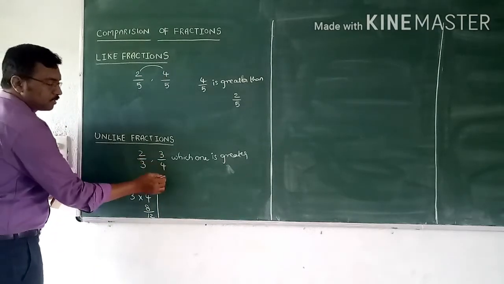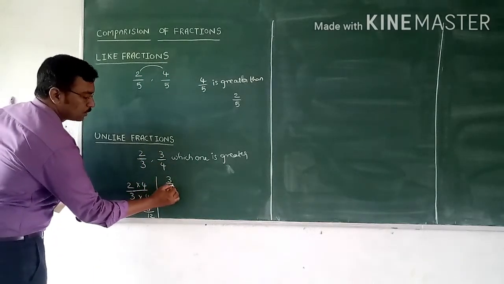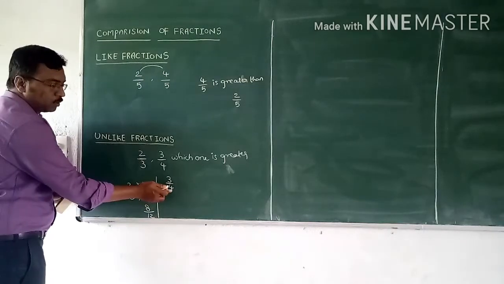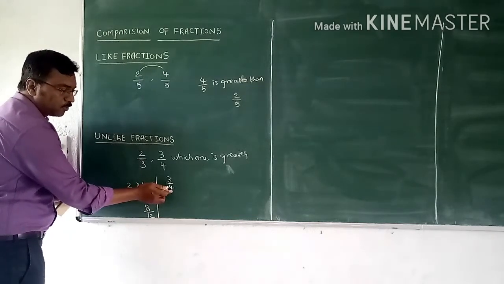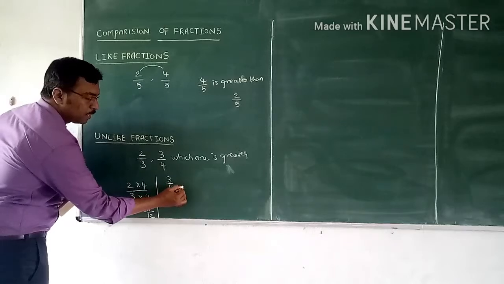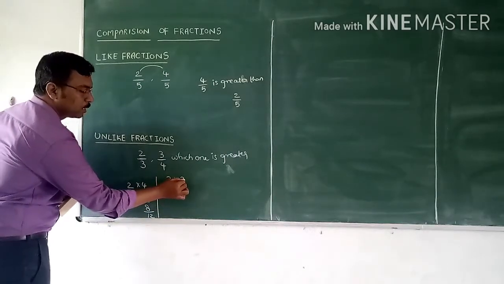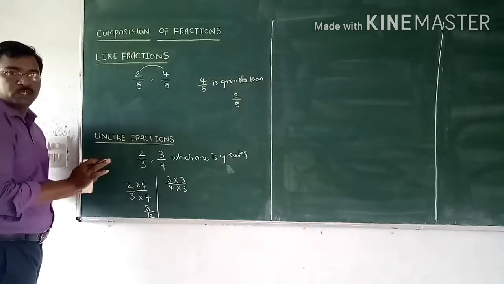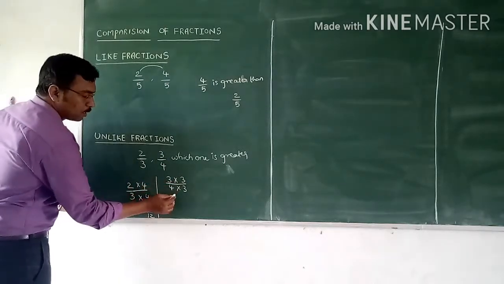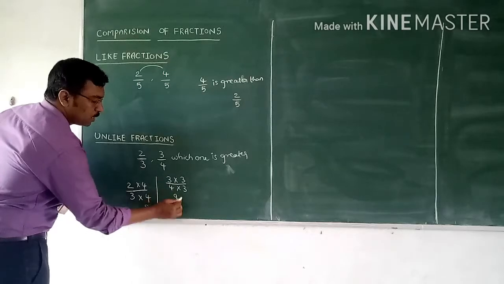Next, take this fraction 3/4. To make the denominator 12, what do we have to multiply here? We have to multiply here 3. Not only in the denominator, we have to multiply the same number in the numerator also. Then only the value will not change. 3 3s are 9, 4 3s are 12.